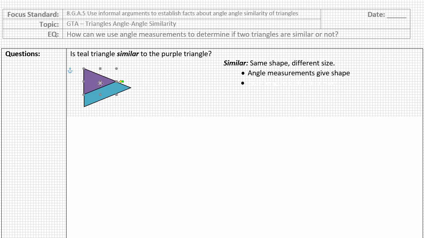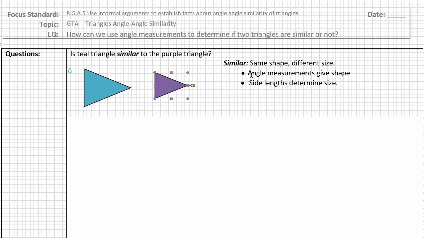So it looks like all three angles are congruent, and we definitely can tell that they're a different size. And let's be clear about what gives them size. It's the side lengths that determine size. So for this question, we weren't given any information, but I was able to drag this around, do some translations, and prove that because they overlap, all three angle measurements do in fact match up. And so these two triangles are similar.